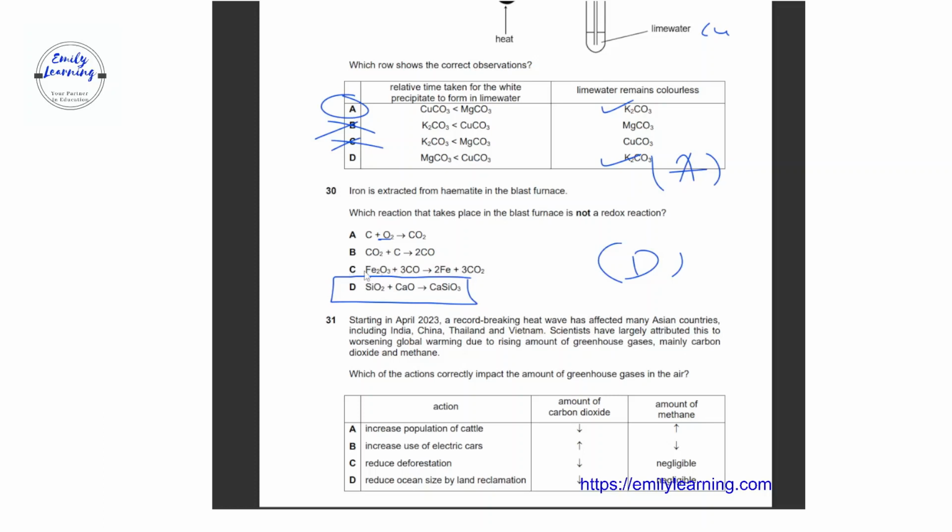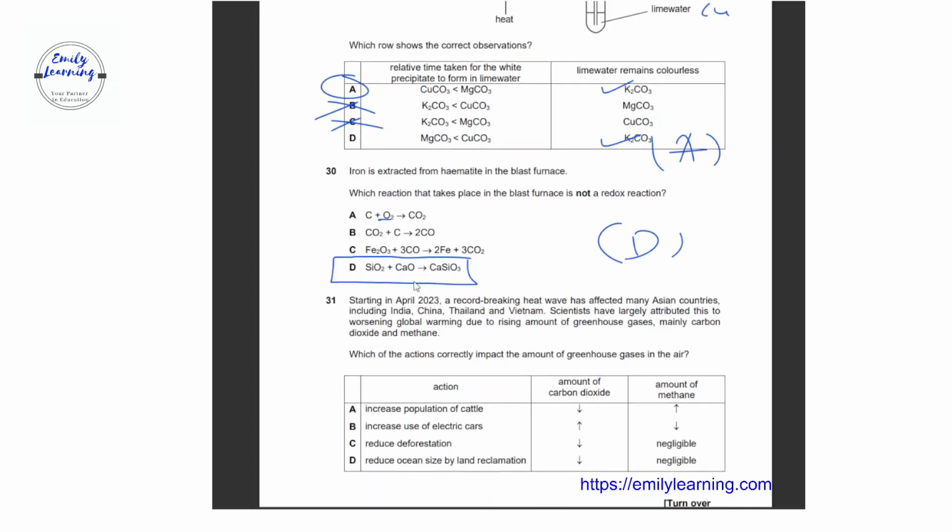For C, this is essentially a reduction reaction, because the iron(III) oxide undergoes reduction to form iron so that you can extract it. This is done by heating with a reducing agent, which is carbon monoxide. So the iron oxide loses oxygen, so it's being reduced. Carbon monoxide gains oxygen to form carbon dioxide. So C is also a redox reaction. So A, B, and C are redox reactions, except for D, which is not a redox reaction. It's basically an acid-base reaction.